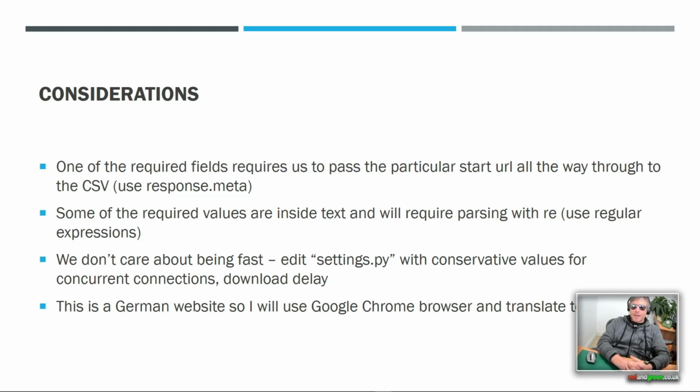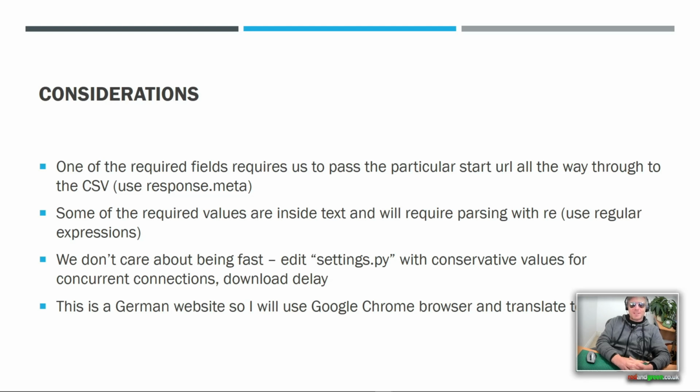Also, some of the required values that the client wants, such as floors or floor number, are only available in the paragraph text. It's not listed as a specific attribute. So we need to pass a block of paragraph text and try and identify that. We don't care about how fast the spider is, whether it takes 15 minutes or 2 hours. So I'm going to err on the side of caution, and I'm going to run with 1 or 2 concurrent connections, and my download delay, I'll put that at, say, 10 seconds.